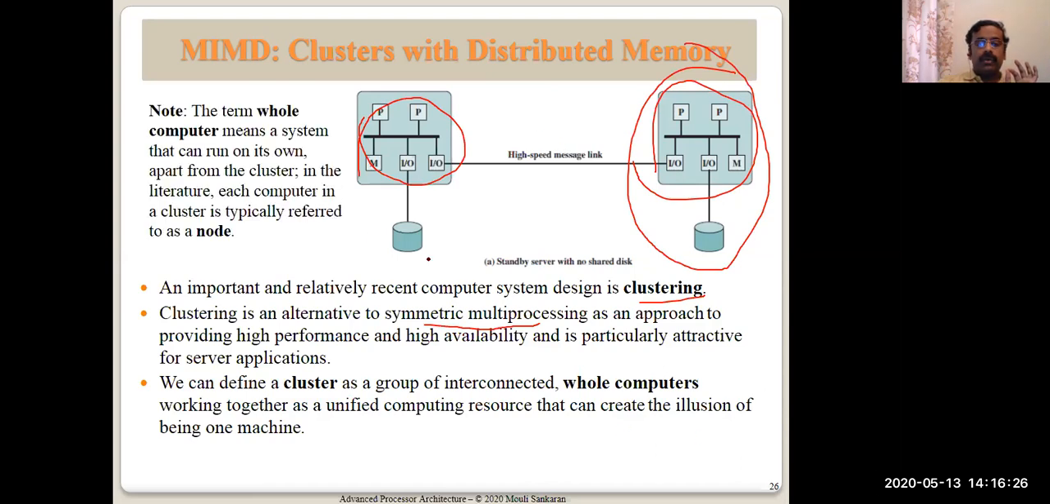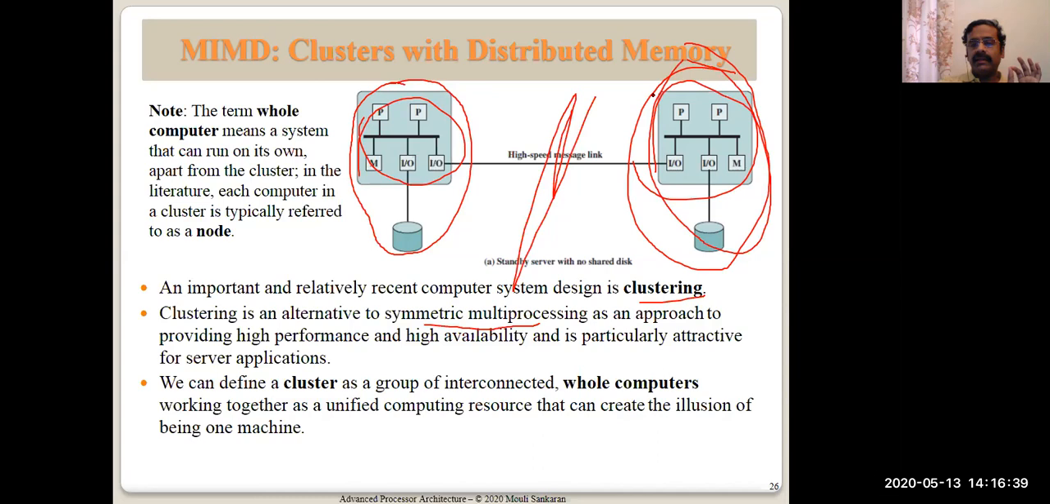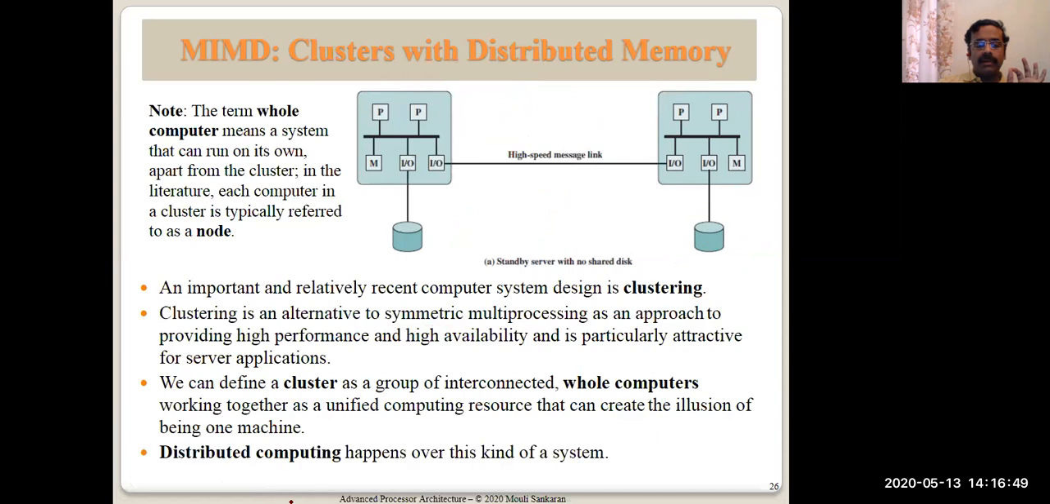Okay. So each is called a node. Whole computer means a system that can run on its own. This can run on its own. This can run on its own independently. Even if this is disconnected, they will be running without any problem. But if they need to access it, they need to have a connection. That's all. So that is a cluster. Another name for this is distributed computing.